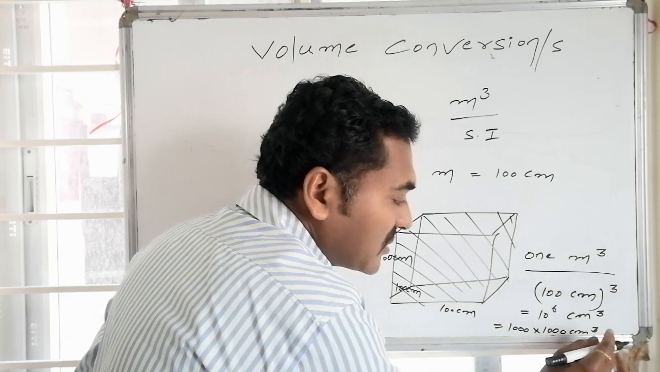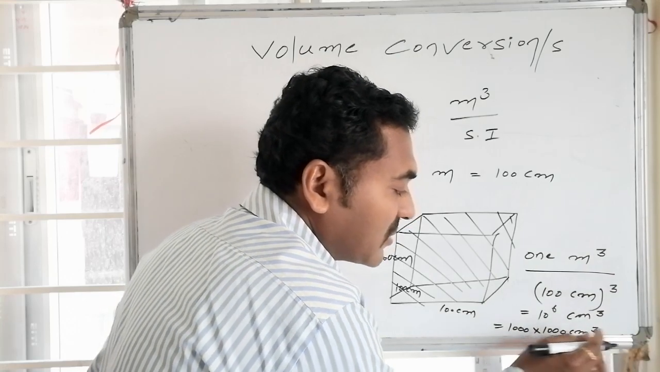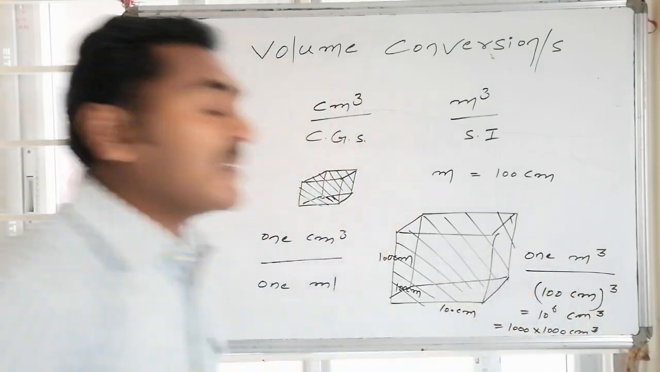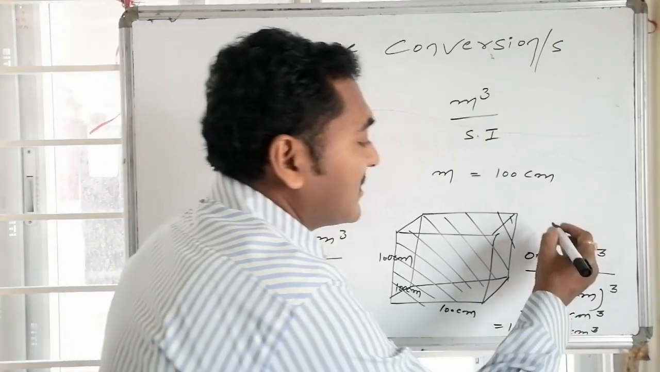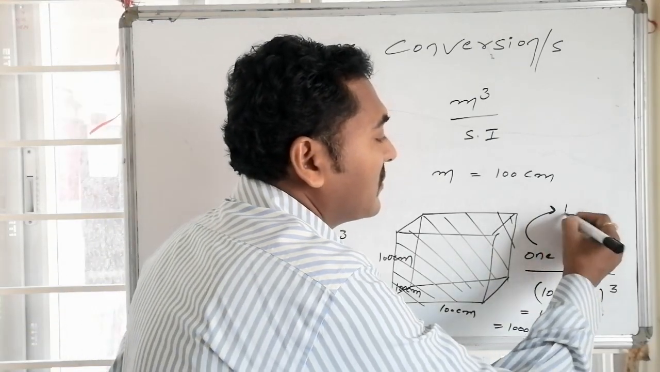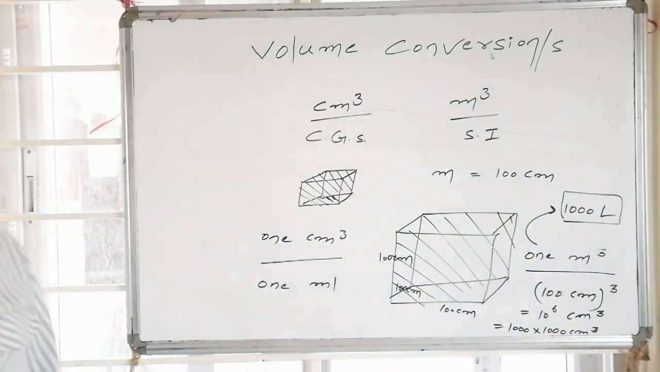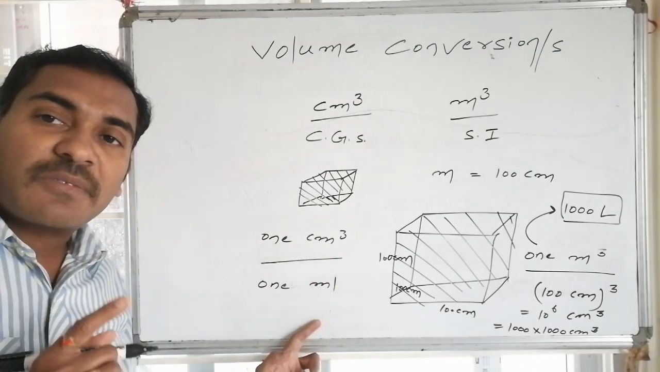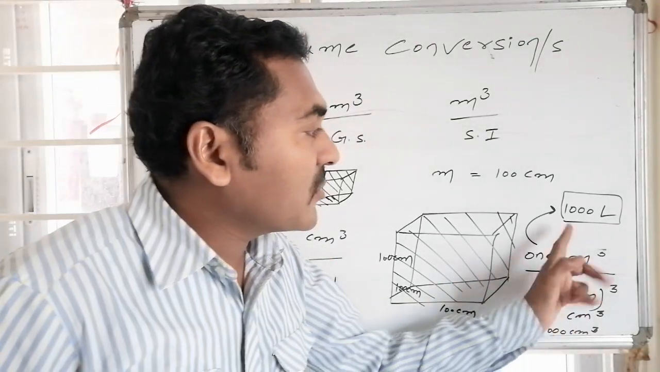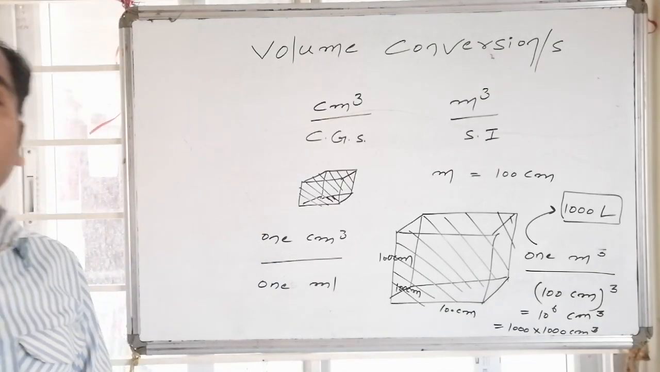As we know, 1000 centimeter cubes is equal to 1000 ml. 1000 ml is known as a liter, hence 1 meter cube is equal to 1000 liters. Thus, though in the CGS system the unit is centimeter cube, 1 centimeter cube is equal to 1 ml.